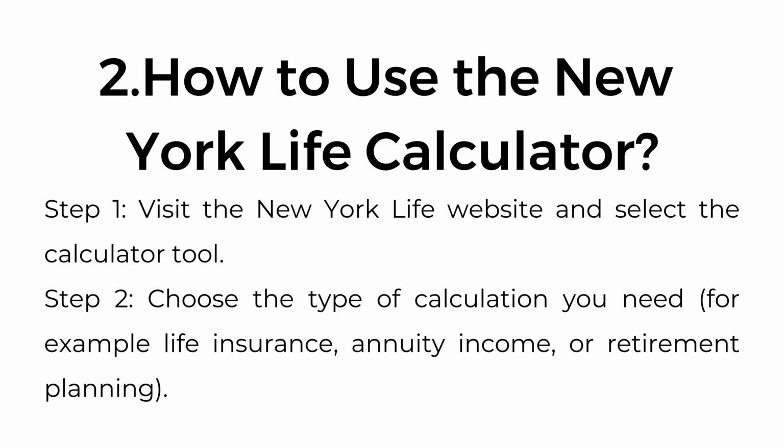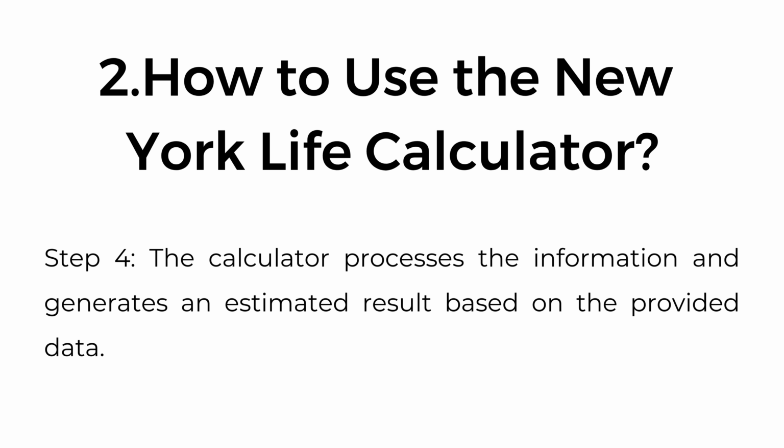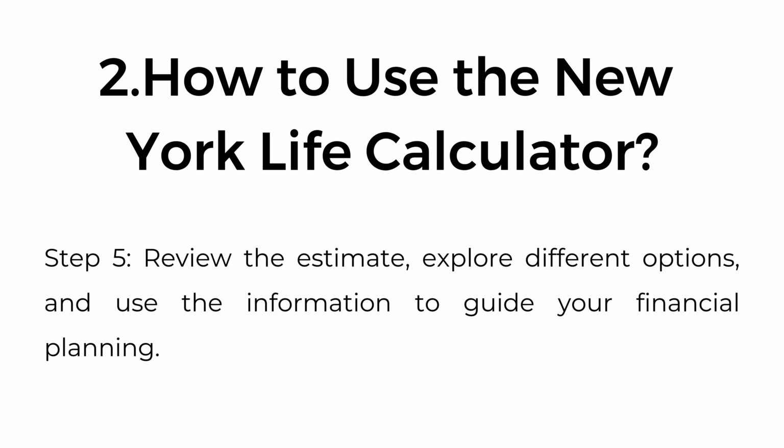Step 1. Visit the New York Life website and select the calculator tool. Step 2. Choose the type of calculation you need, for example, life insurance, annuity income, or retirement planning. Step 3. Enter relevant financial details such as age, income, current savings, and desired coverage or investment goals. Step 4. The calculator processes the information and generates an estimated result based on the provided data. Step 5. Review the estimate, explore different options, and use the information to guide your financial planning.